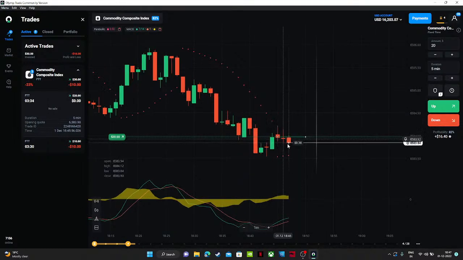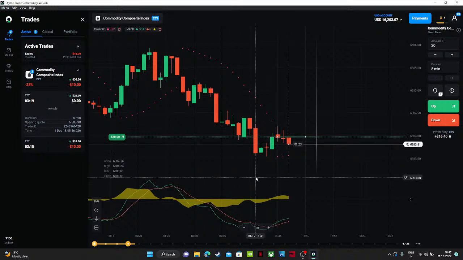Sometimes it might happen that the parabolic gives you a wrong entry, but it is natural. The market is very uncertain. The price can go in any direction. We can just increase our chances of winning the trade by using a certain combination of good indicators. So parabolic and MACD seem to be a very effective combination of indicators which gives us very accurate signals.